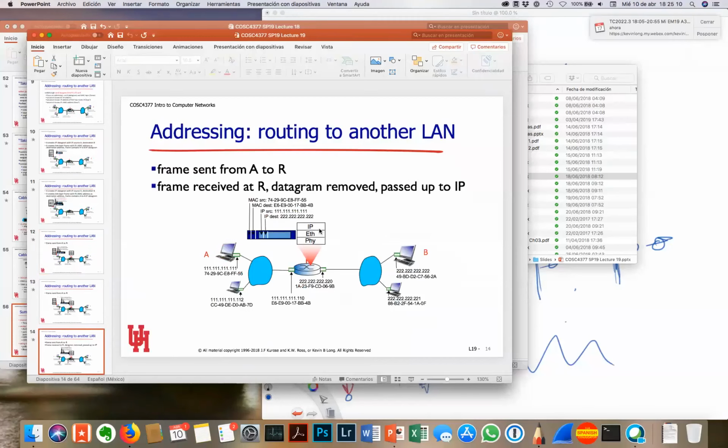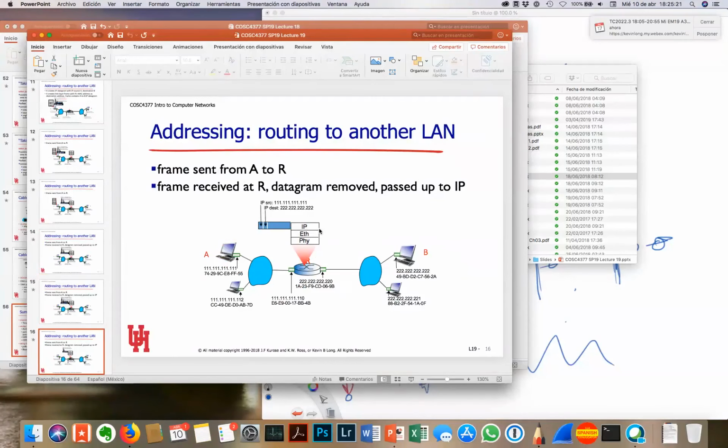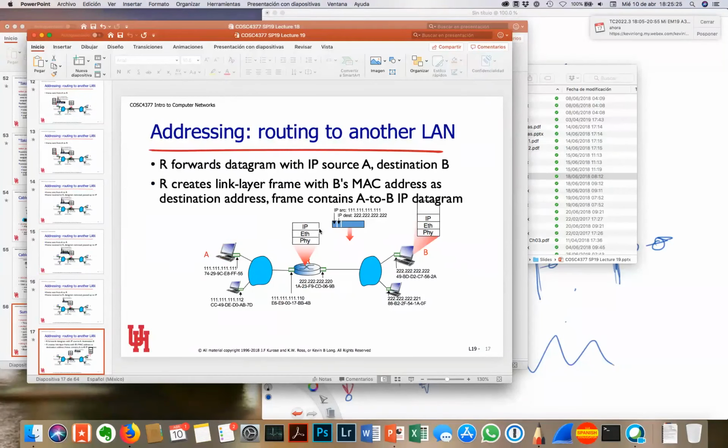Once it gets inside the router, it's no longer on that LAN. So it leaves the LAN and sheds its MAC address skin. It sheds its Ethernet header. And I'm left just with the IP datagram. I look at my routing table. I consult where I should send it. It tells me send it out over the port on the right. That'll get it to B.